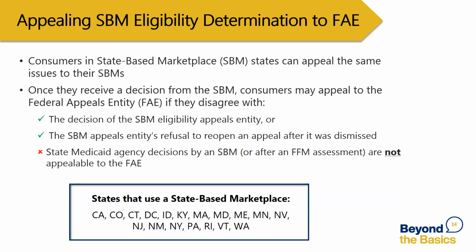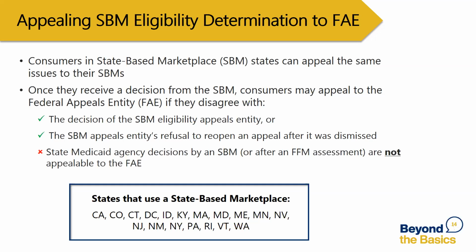Okay, so before I get into some pretty specific examples about what happens at the federally facilitated marketplace, let's just talk real briefly about what happens if you are in a state-based marketplace. If you take a look at this box on the bottom here, these are the states that currently operate state-based marketplaces. So if an individual is applying to a state-based marketplace and is denied eligibility or denied a special enrollment period or denied tax credits, the first appeal is to the state-based marketplace. And only if they get a decision from the state-based marketplace that they don't agree with, can that consumer then appeal at a second level to the federal appeals entity.